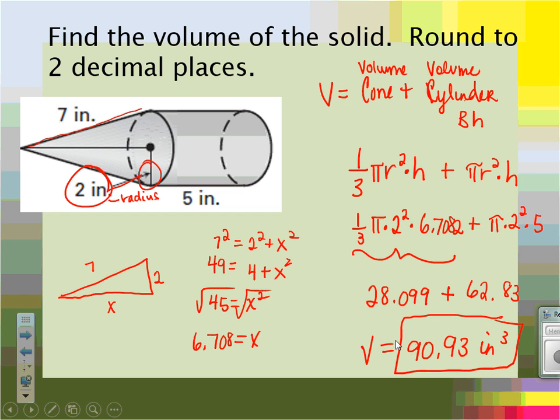All right. So today we're talking about volume of cones and pyramids, and we might still need to know how to find the volume of cylinders.